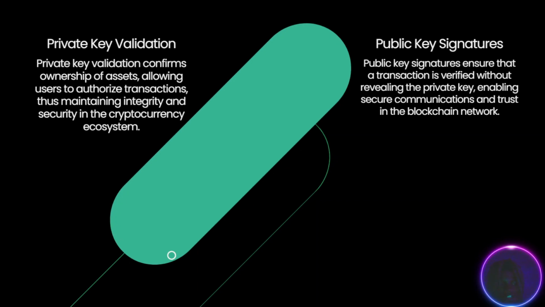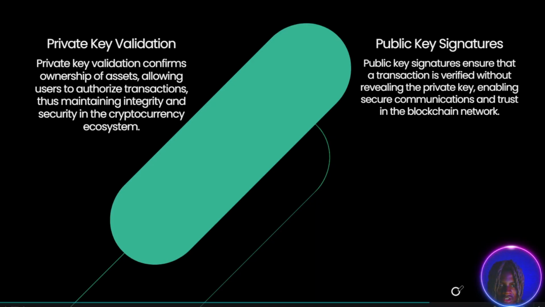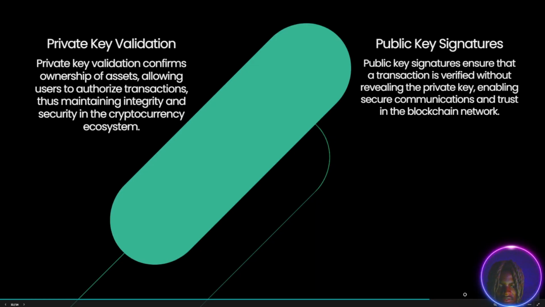And the transaction codes for the public keys are so long that it's really hard to just guess, you know? So that's also why it's important to make sure you have all the correct stuff copied and pasted. And public key signatures. Public key signatures ensure that a transaction is verified without revealing the private key, enabling secure communications and trust in the blockchain network.